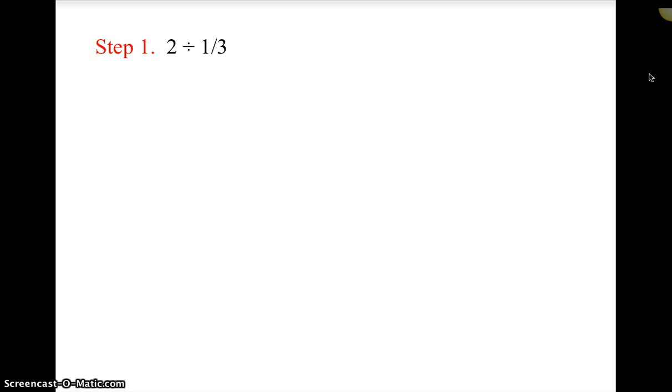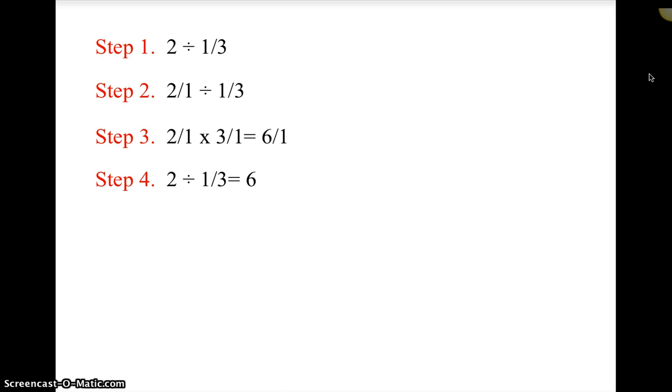When we look at this problem in a number sentence, our first step is to write out the problem, which would be 2 divided by 1/3. Our next step would be to write our 2 as an improper fraction, which would be 2/1 divided by 1/3. As we learned in the previous problem, when we are dividing fractions, we invert and multiply. Therefore, we would write our problem as 2/1, and we would invert our 1/3 into 3/1 and multiply straight across. So 2 times 3 is 6, and 1 times 1 is 1, resulting in a fraction of 6/1.